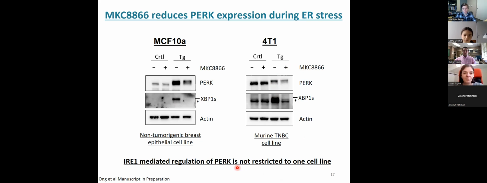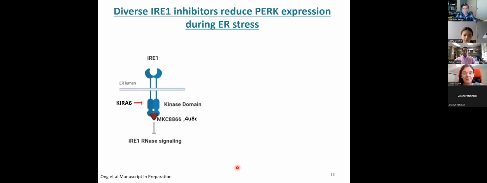So we knew this wasn't specific to one ER stress stimulus. It seemed to occur in multiple cell lines. So the next question was, is this something that's just specific to MKC8866? So to answer this, Gideon went back and he repeated his experiment, only this time, in addition to using MKC, he also incorporated another RNase inhibitor of IRE1, 4μ8C, and also a kinase inhibitor, KIRA6.